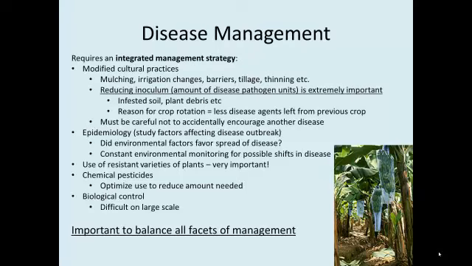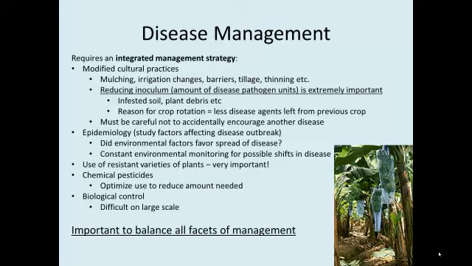It's very important to try and balance all the different things you're trying to do as far as management. The most important thing you can do is reduce the amount of disease pathogen units that are there, whether they're spores or viruses or whatever. Crop rotation is a response to pathogens. By putting a different crop in the ground every year, last year's pathogen doesn't have the right plant to infect, and so it dies out.